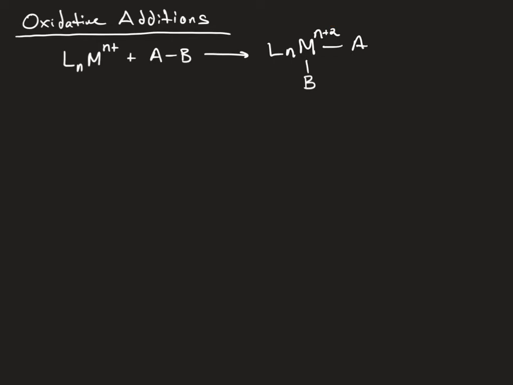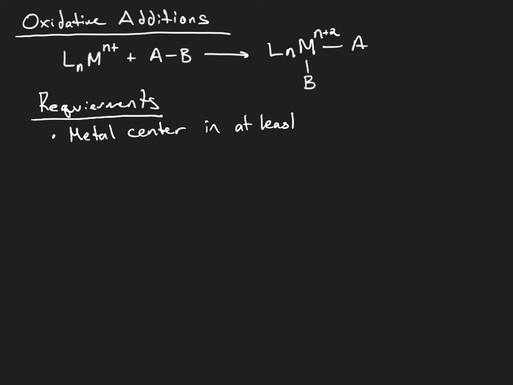So you're oxidatively adding a ligand across the metal. The general requirements for an oxidative addition reaction are that you have to have a metal center in at least the d2 electron count in order to be oxidized.